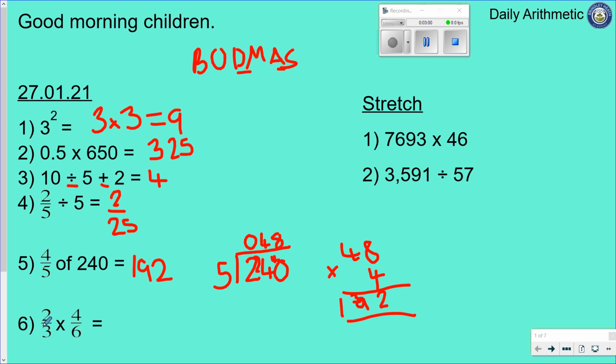Okay, question 6, we've got a fraction times a fraction. Remember, to do this, we times the numerators and then we times the denominators. So 2 times 4 gives me 8 and 3 times 6 gives me 18. So my answer is 8/18. Stretch questions, if you had a go at those. Number 1, we were looking for the answer 353,878. And question 2, the answer we were looking for was 63.